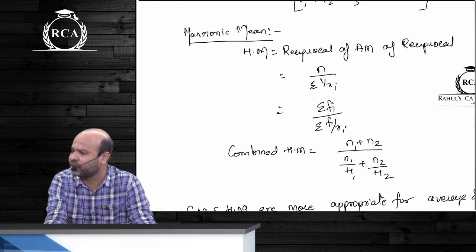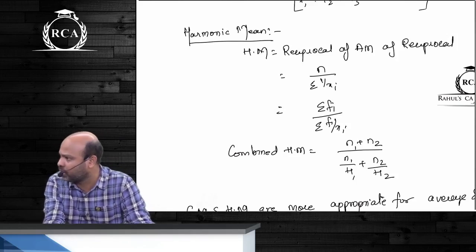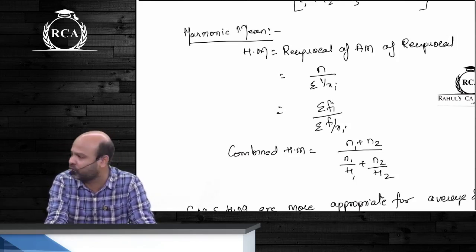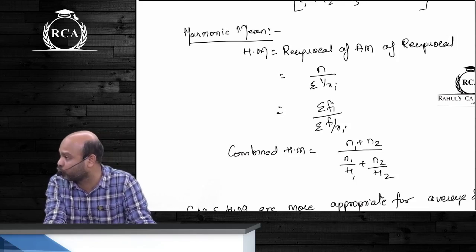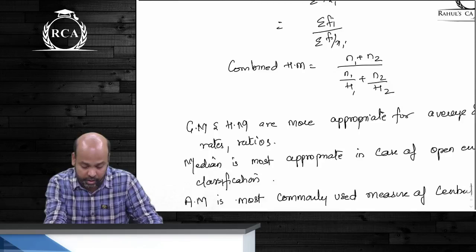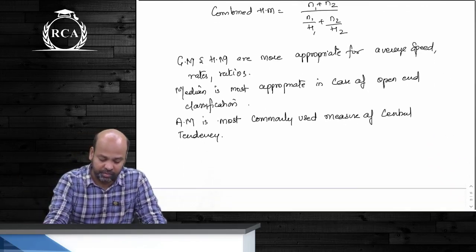Geometric mean is used, beta, for compounding impact. That is why if they give, beta, average rates or speeds as such, guys, you will have to mark the option as geometric mean and harmonic mean. Most appropriate for average speed, rates and ratios, guys.